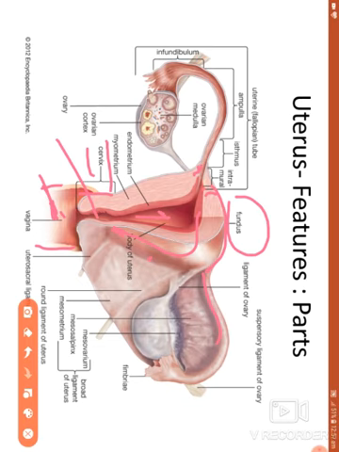So the parts are the fundus, body and cervix. Here you can see this is the fundus, this is the body, and this one is the cervix.